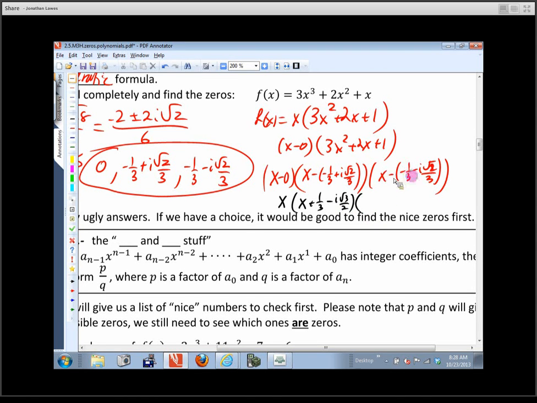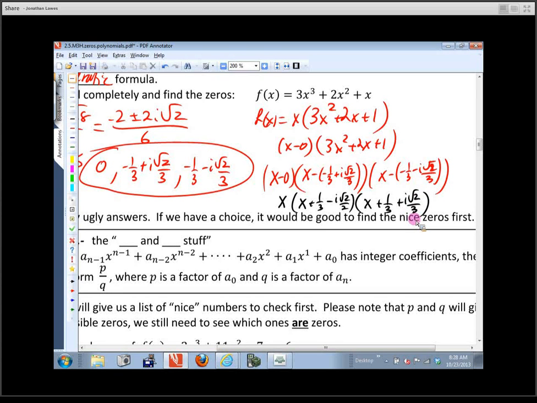Take a look here, minus a minus. So that's going to be, again, plus 1/3. And then that's going to be minus, yes. Oh, because I'm in the habit of writing a radical 3 for some strange reason. Okay. And then minus a minus, this is going to be a plus i radical 2 over 3.